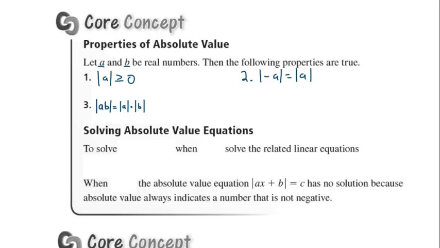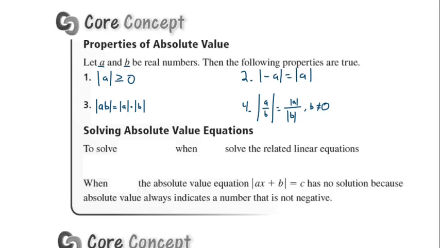And the last but not least is very similar to problem number 3, number 4. If I divide 2 numbers within a big absolute value, I can split that absolute value into 1 on the top divided by 1 on the bottom. Granted, B cannot equal 0. And the reason for that is I cannot divide by 0. That's why we put that stipulation in there. So those are the properties.